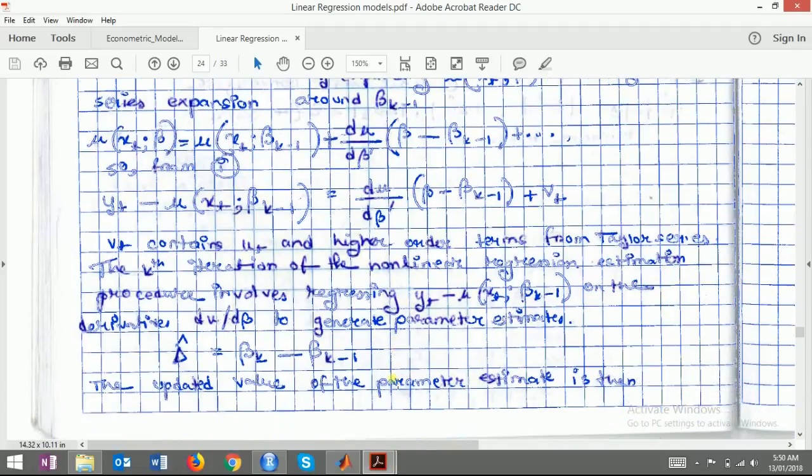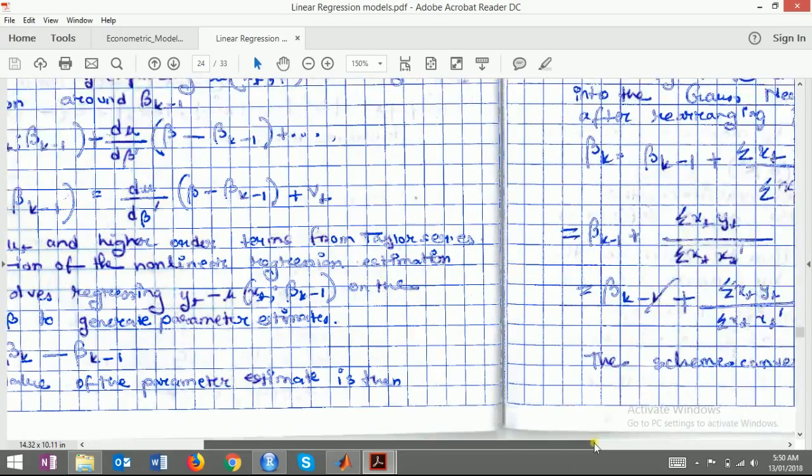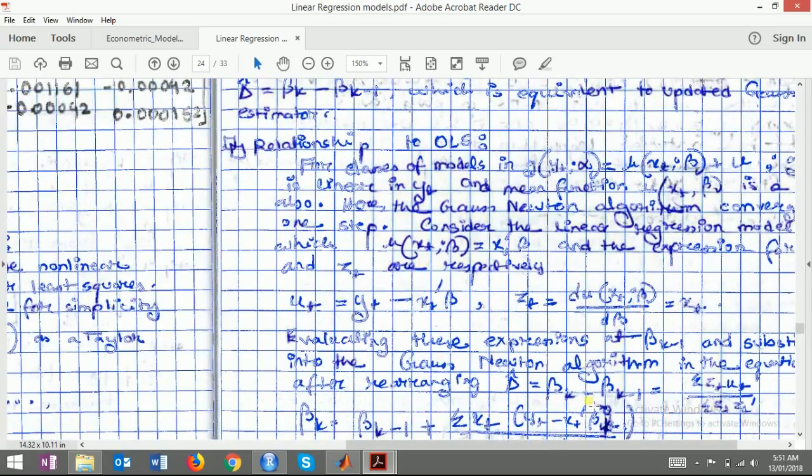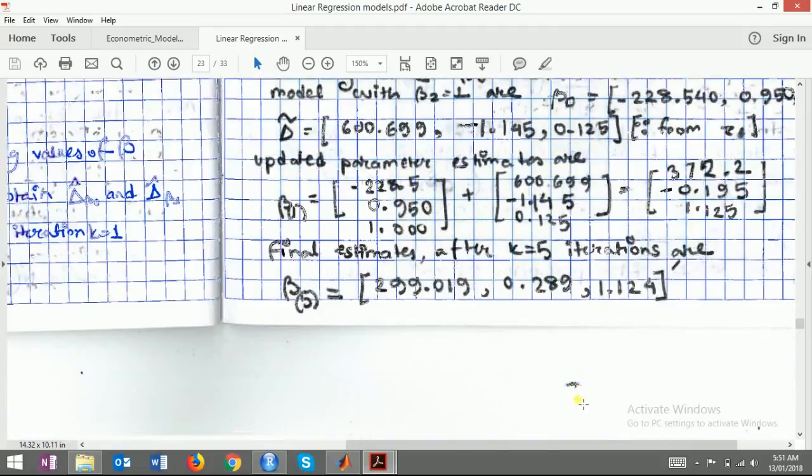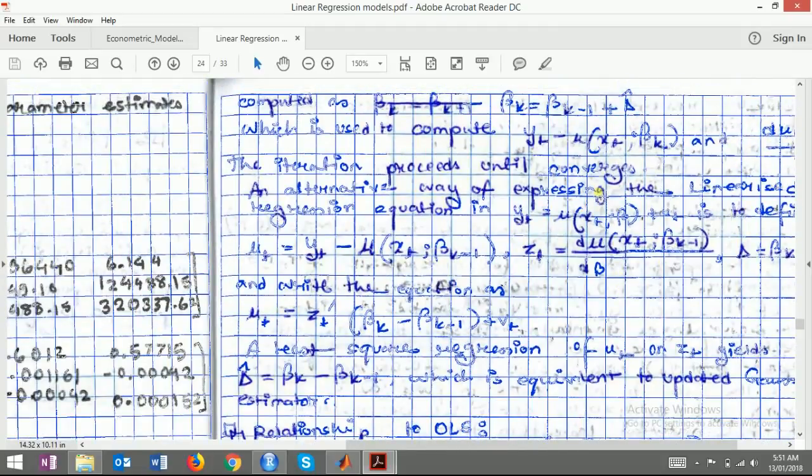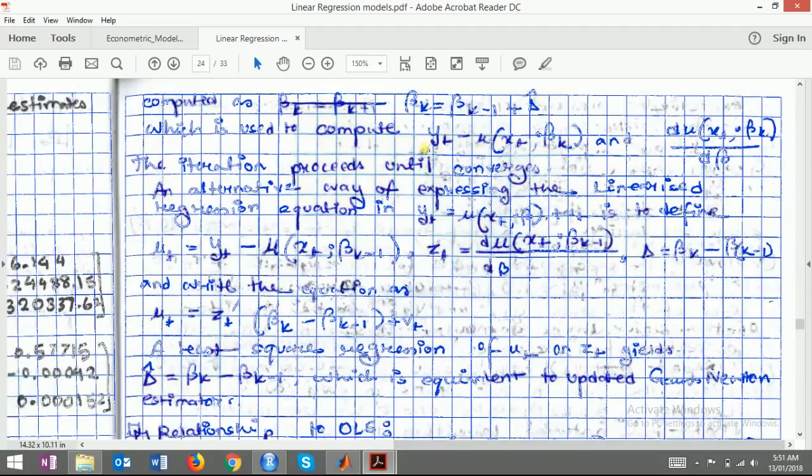The updated value of the parameter estimate is then computed so that beta k equals beta k minus 1 plus delta hat, which is used to compute back yt minus mu of xt and the derivative of mu of xt, beta with respect to beta. The iteration proceeds until convergence. Basically this is an updating scheme.